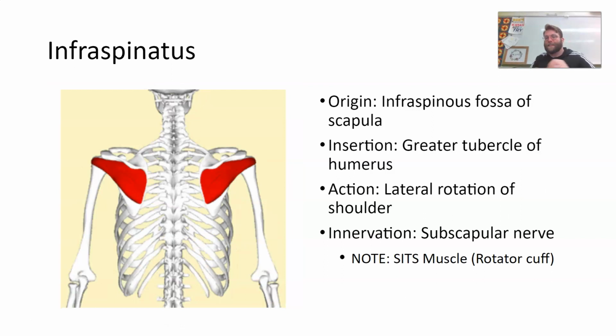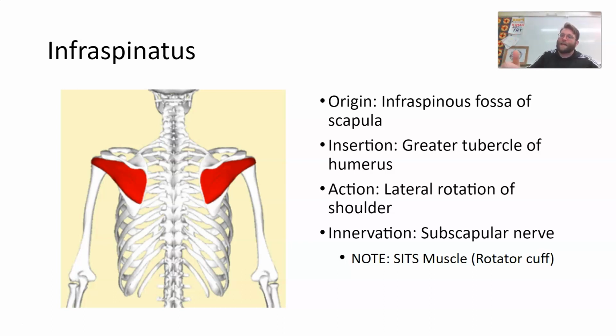The next letter in your SITS, which is the I, stands for the infraspinatus. So again, the infraspinatus muscle sits in the infraspinous fossa of the scapula, a structure that you've seen in our skeletal work. For the insertion of this, again, they're all going to insert on the greater tubercle of the humerus. Their job is to bring in that part of the humerus, and this is going to assist mostly with lateral rotation.